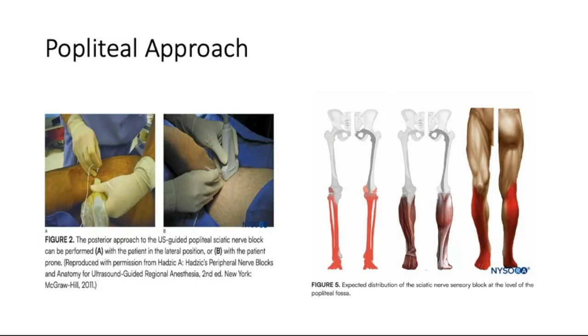Okay, so this approach targets the sciatic nerve as it divides into the tibial and common peroneal nerves in the region of the popliteal fossa. Usually, we put our probe at the popliteal fossa and then about 5 to 12 cm above it. So this is the distribution of the sciatic nerve block. As you can see now, the upper part is spared, so everything is below. And then take note, the medial part is not covered by this sciatic nerve.